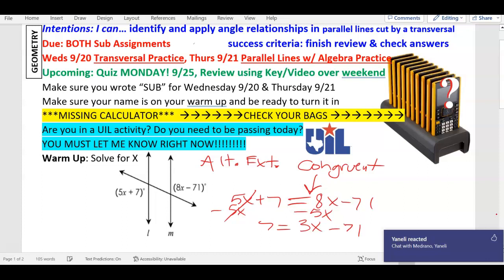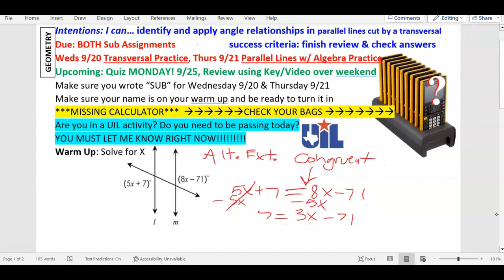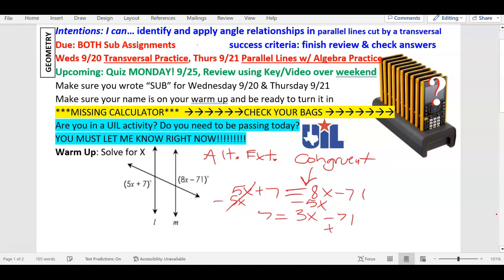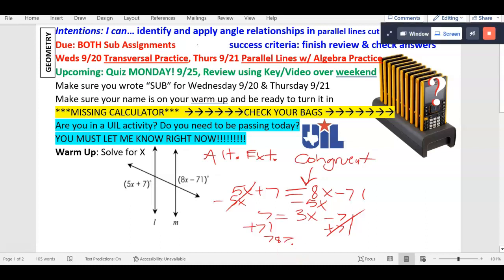This is what we call a 2-step equation. Now what do I get rid of next? What's the loaner? 71. Minus 71's got to go first because it's on the side with x. What's the opposite of minus 71? Plus 71, plus 71. What is 7 plus 71? 78 = 3x. And then how do I get rid of a 3 in front of x?